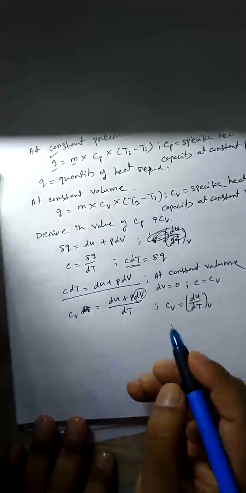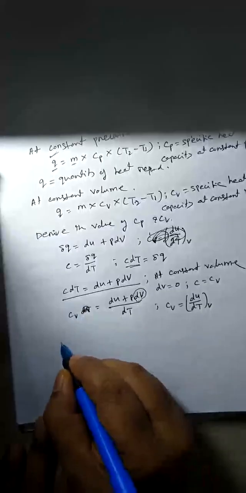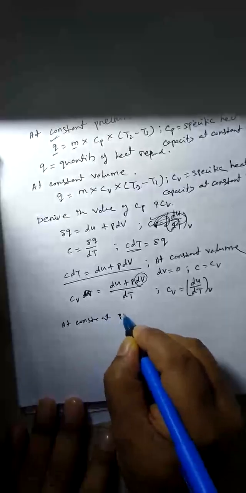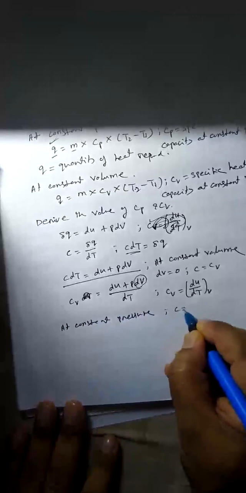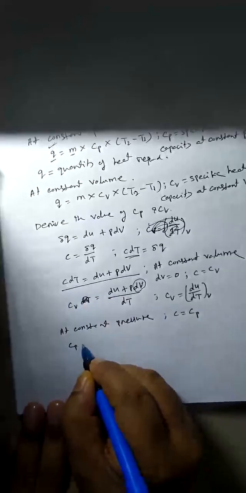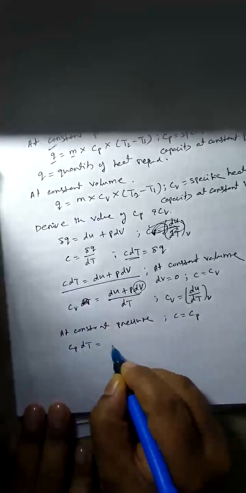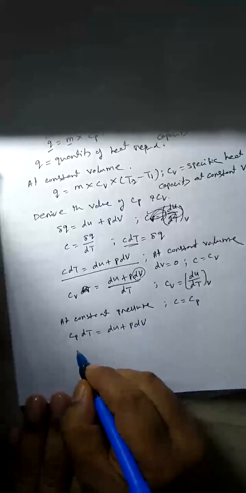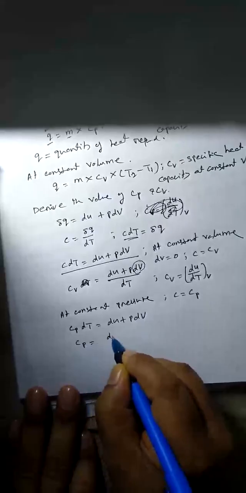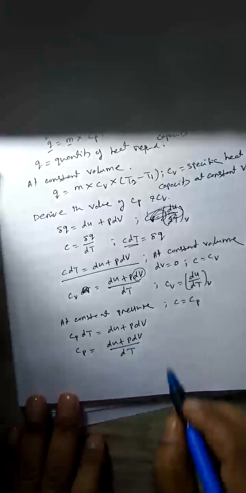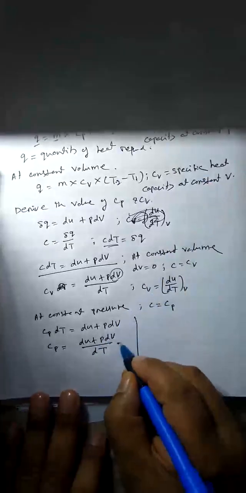Similarly, you can derive from this at constant pressure. Suppose at constant pressure, C is equal to Cp. Then in place of C I write Cp, so Cp dT is equal to dU plus P dV. So your Cp is equal to dU plus P dV by dT. Okay, that we get from, suppose it is equation 1.